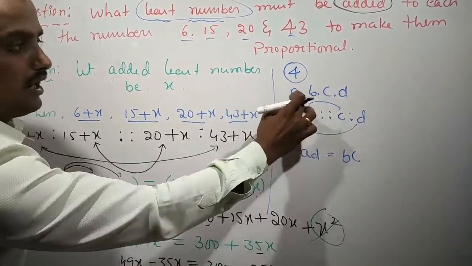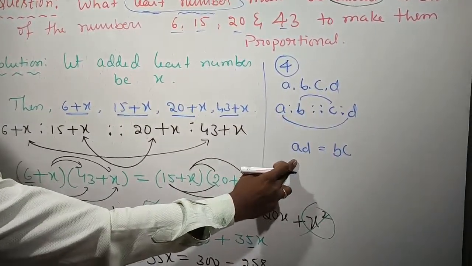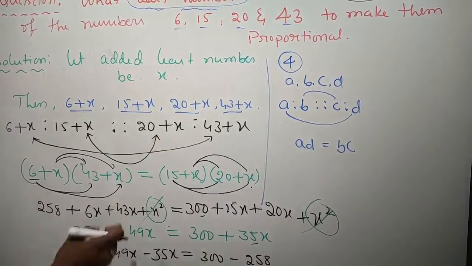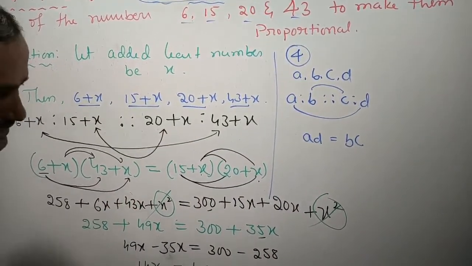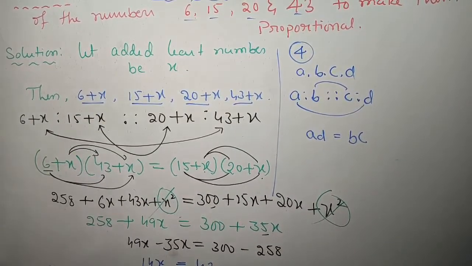If A, B, C, D are proportional, at that time we will write down in ratio that the product A into D is equal to B into C. That method I used. I found the x value, children. This is the x value, the least number added to the given numbers. Thank you, children.